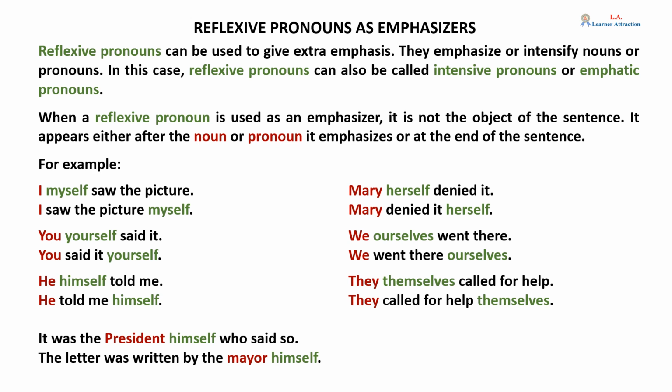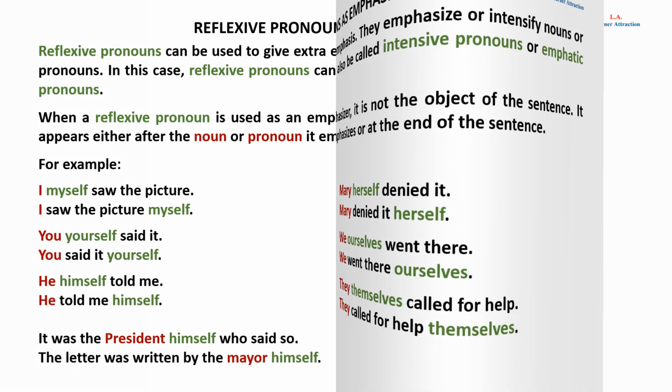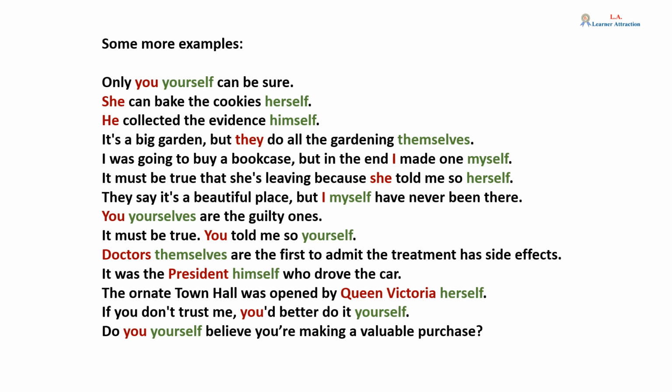They themselves called for help. They called for help themselves. It was the president himself who said so. The letter was written by the mayor himself. Some more examples. Only you yourself can be sure. She can bake the cookies herself. He collected the evidence himself.